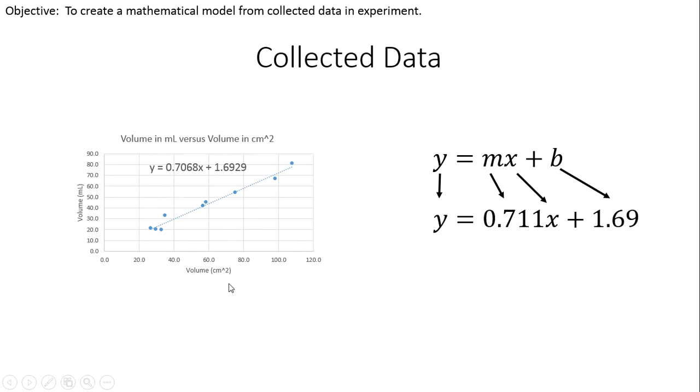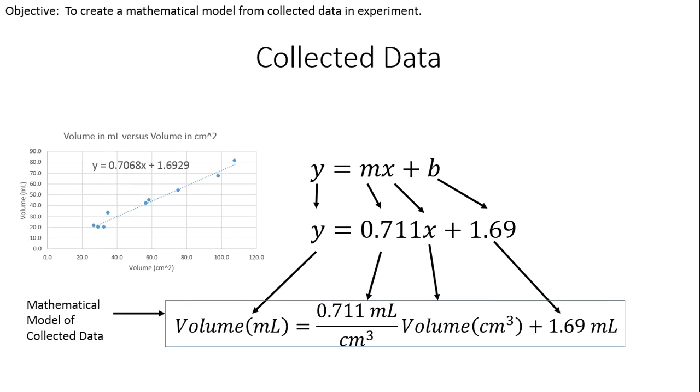In this particular experiment, the variable for x was a volume. The units for that variable, in parentheses here, are in centimeters squared. For the y, it was also a variable of volume, but in this case, the units are going to be in milliliters. So to turn this into a mathematical model, all you simply do is take your y and put in the y variable that you measured in an experiment with its proper units. So all I've done is take my volume in milliliters and copy it right here in place of my y.